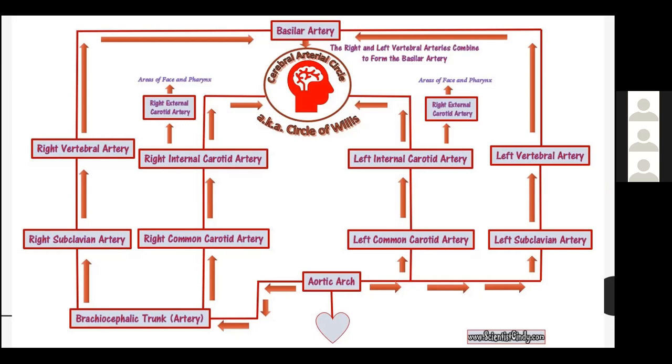These common carotid arteries divide into internal and external carotid arteries. The internal carotid artery further divides into the anterior cerebral artery and middle cerebral artery that form the anterior part of the circle of Willis. On the other side, the vertebral arteries arise from the subclavian arteries, join with the artery of the other side to make the basilar artery, which ultimately divides into the posterior cerebral arteries and makes the posterior part of the circle of Willis.